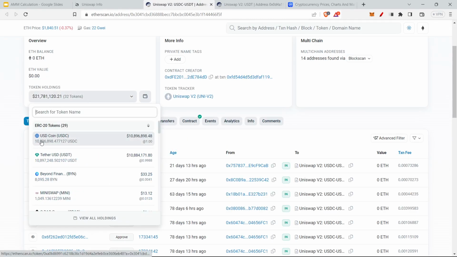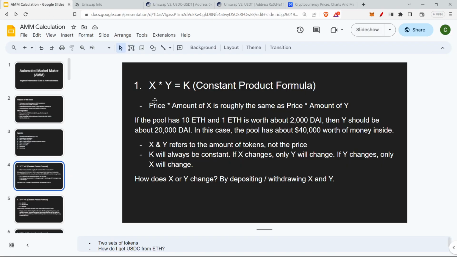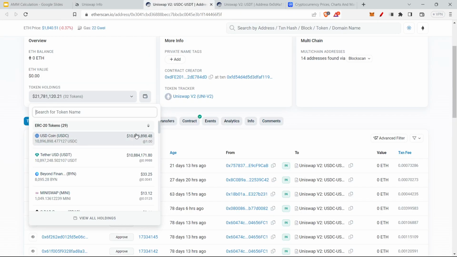If you look at another pool, let's say USDC and USDT, and if you go to Etherscan, you'll notice that this pool has 10 million USDC tokens and 10 million USDT tokens for a value of $10 million and $10 million. So this liquidity pool has $21 million. So the price times amount of X is roughly the same as the price times amount of Y. The price, which is $1, times the amount, which is 10 million, is roughly the same as the price of this times the amount of this.